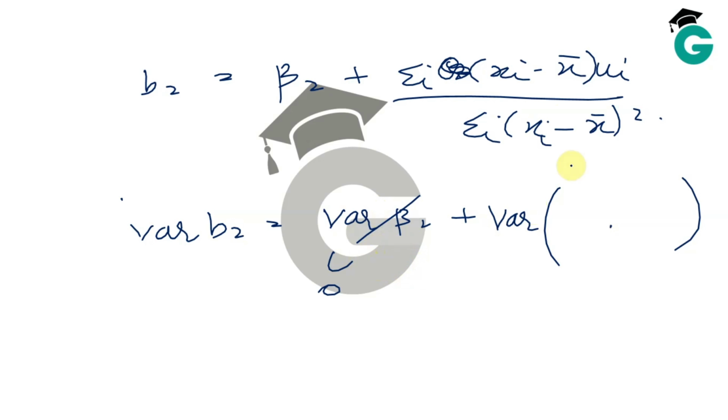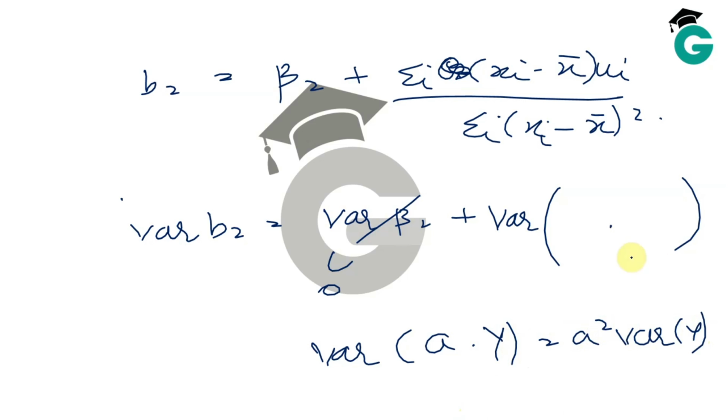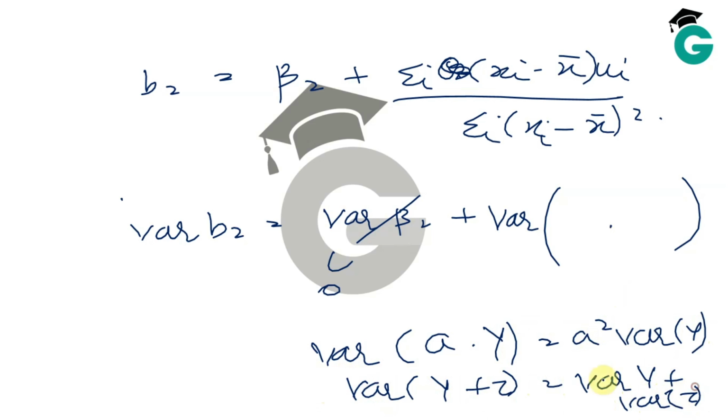Okay, now variance of this entire term right here, the first thing that you should know is that variance of a times any random variable, where a is any constant, is a squared times the variance of that random variable, right? So that's one. The second thing is that variance of y plus z is simply variance of y plus variance of z plus 2 times covariance of y comma z, right? So 2 covariance yz. All right. So these are the two rules you should keep in mind when you're working these things out.